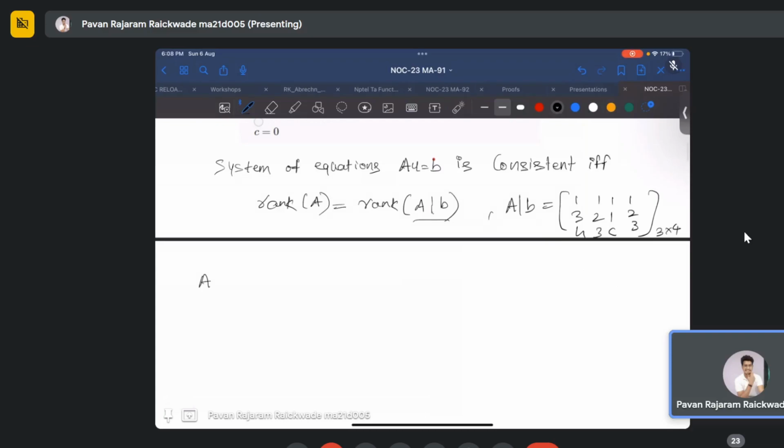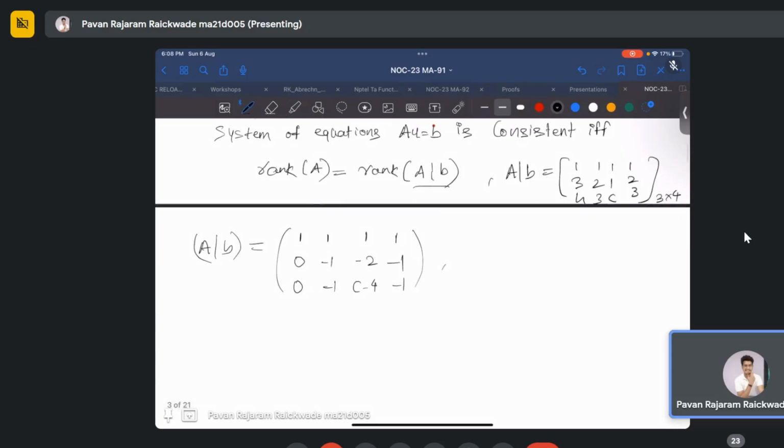Let's see. I'll just convert this A augmented B into row echelon form. So I have to do second row minus 3 times first row. So 3 minus 3, 0. 2 minus 3, minus 1. 1 minus 3, minus 2. Please correct me if I'm making some mistake. Then 2 minus 3 again, minus 1. Then third row minus 4 times first row. So 0, 3 minus 4, minus 1, C minus 4, and then minus 1.